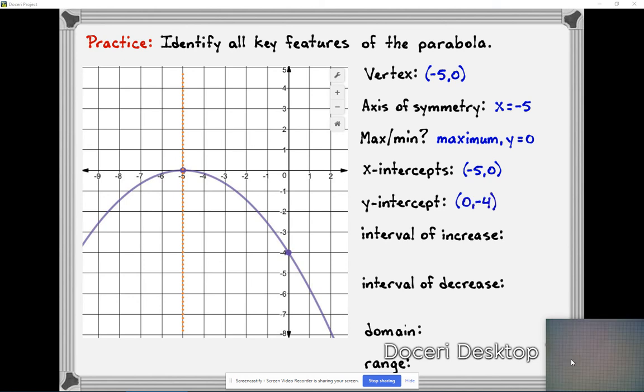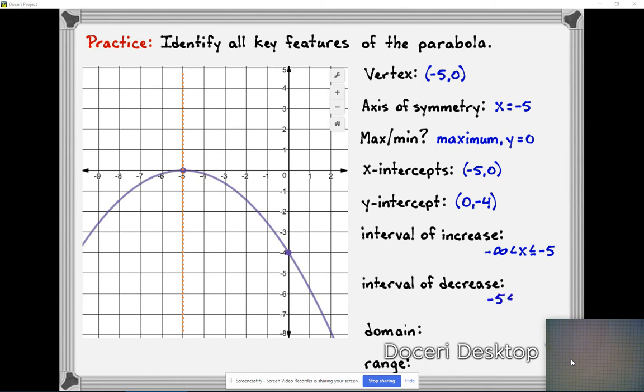Now we ask ourselves, what's the interval of increase? Well, where is this graph going uphill? The graph is going uphill starting from the left and moving to the right. It's going uphill, up, up, up, until we get to the maximum. And then it goes downhill. So where does it start going uphill? It starts going uphill at -infinity, and it stops going uphill at -5.